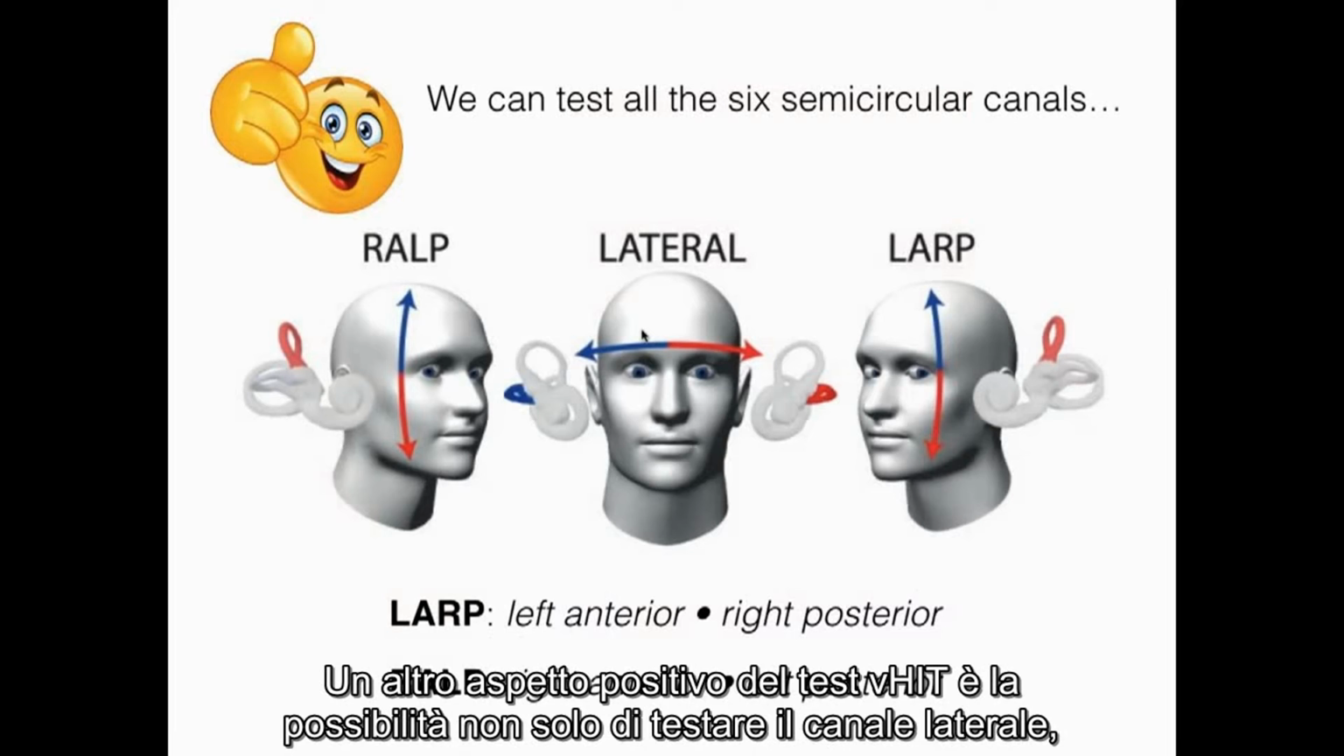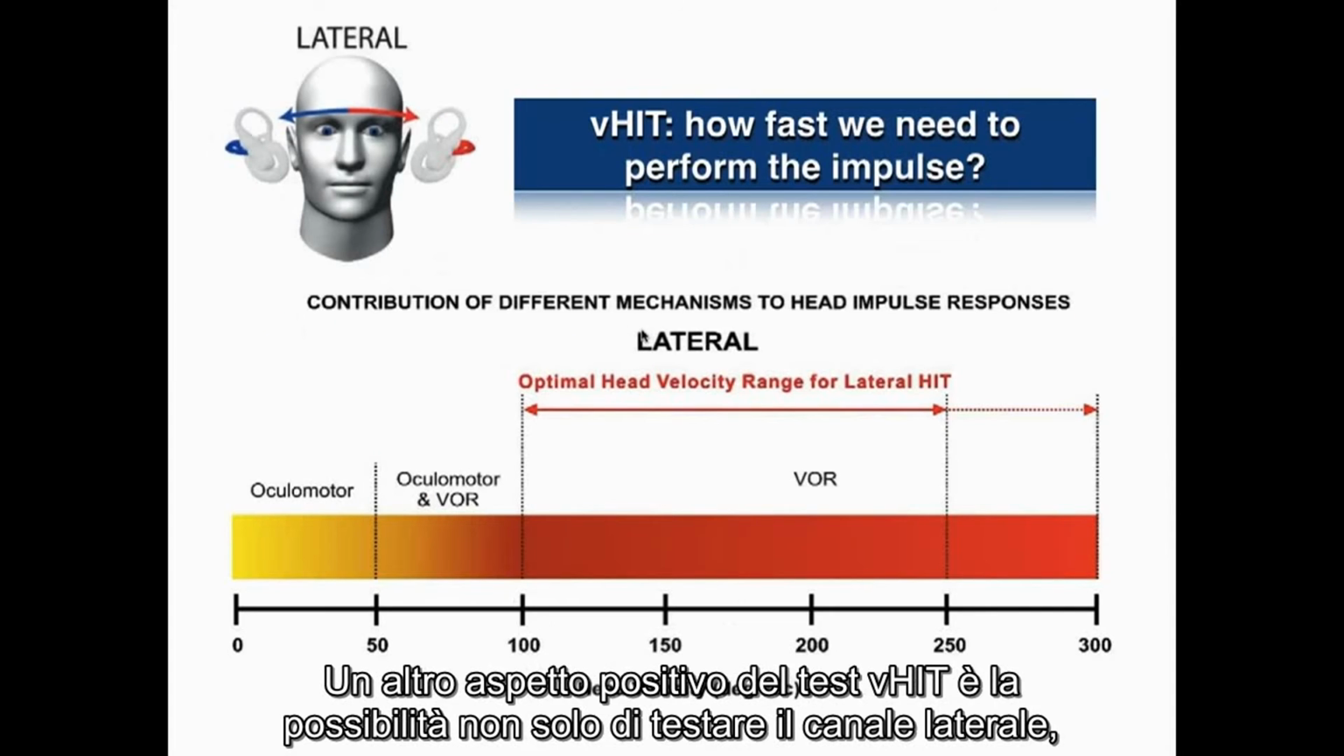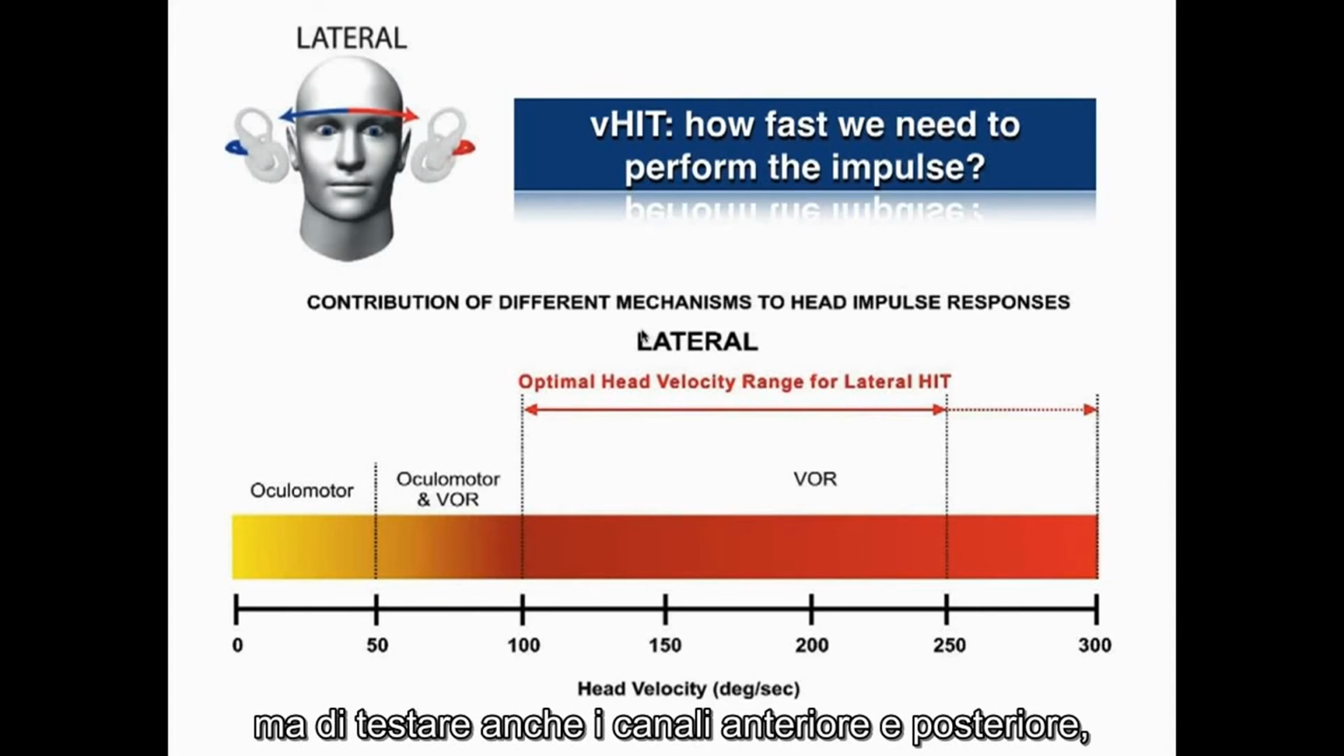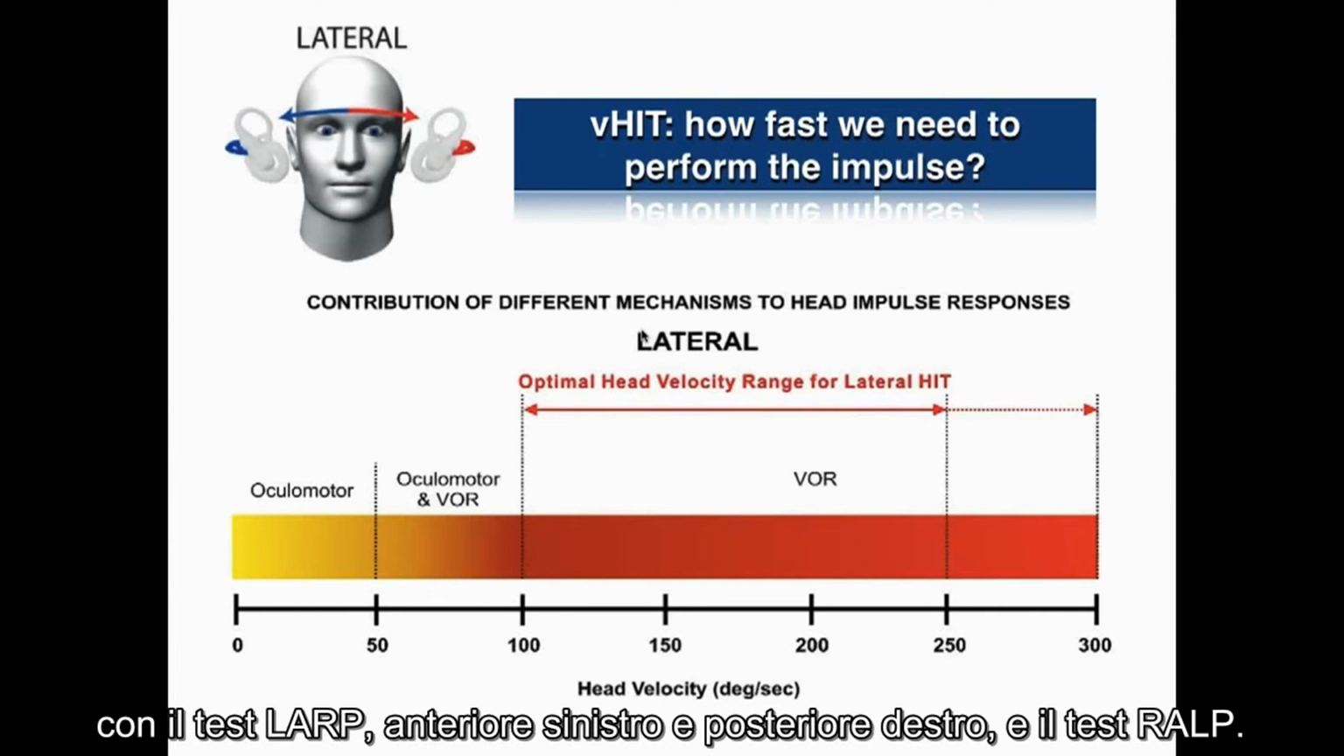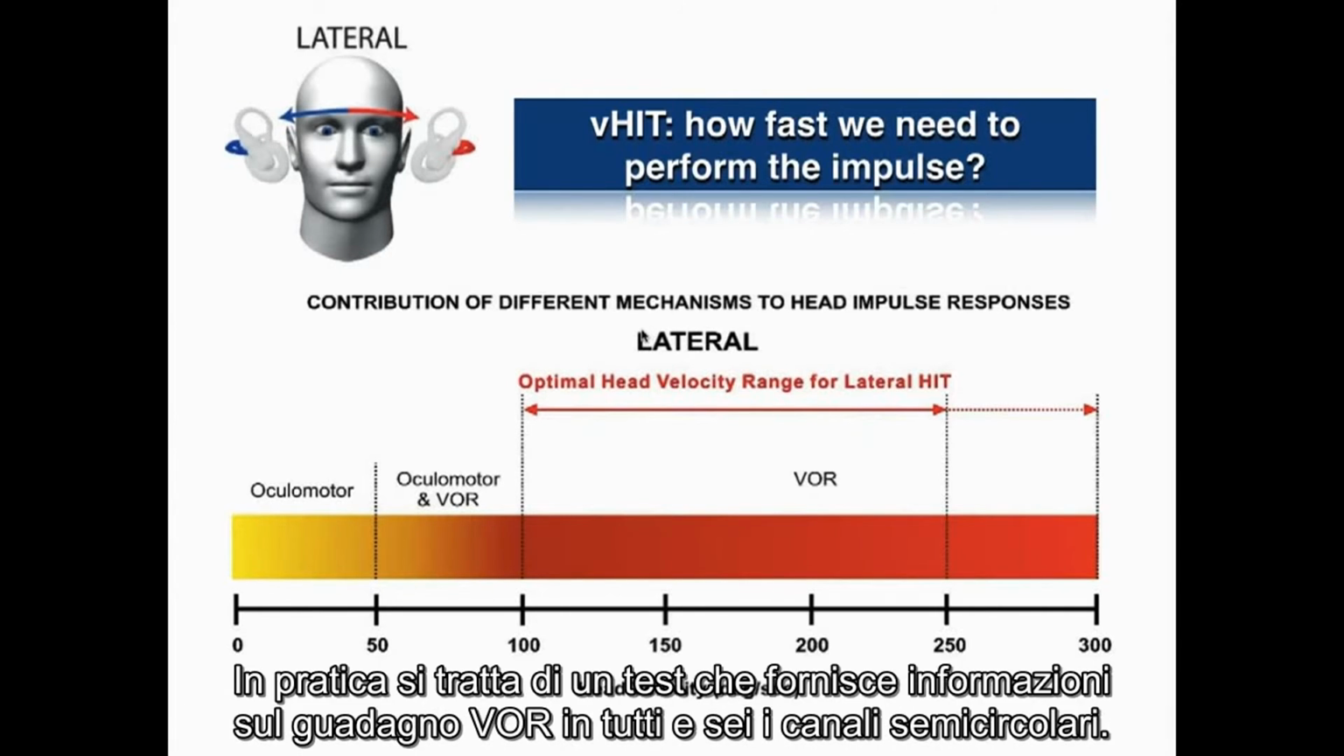Another great point about the vHIT is that you can test not just the lateral canal, but you can also test the anterior and the posterior canals, which is the LARP, the left anterior and right posterior, and the RALP plane. So it's a test that gives us information about the VOR gain in all six semicircular canals.